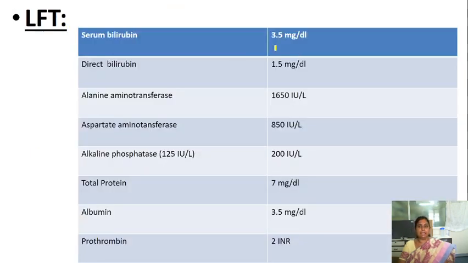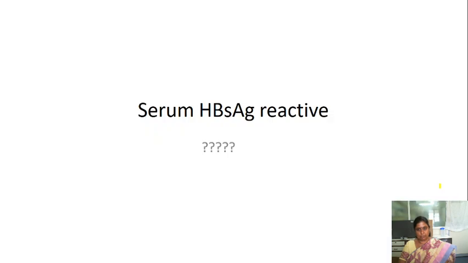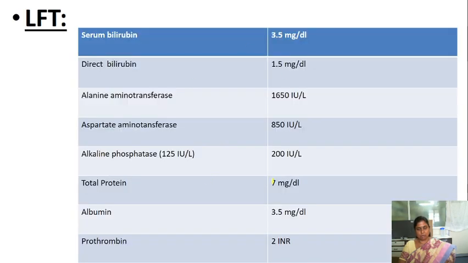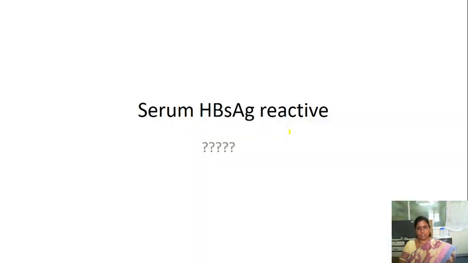So if you look at the LFT in such cases, what is there? There is a direct bilirubin of 1.5 and 2 mg of indirect bilirubin. Then there is a marked elevation of both ALT and AST. Alkaline phosphatase is not very marked. And then there is not much decrease in the albumin. Okay, so this was a case of loss of hepatocellular integrity. Hepatocyte integrity, cell integrity is lost in these cases.